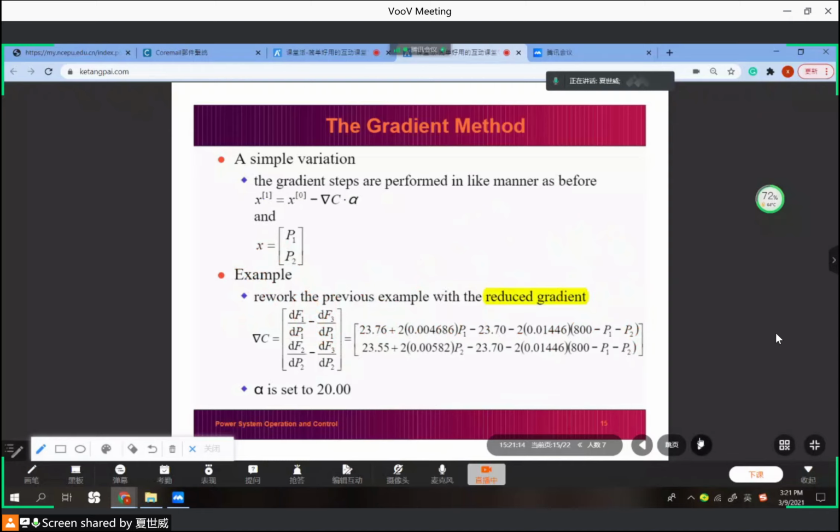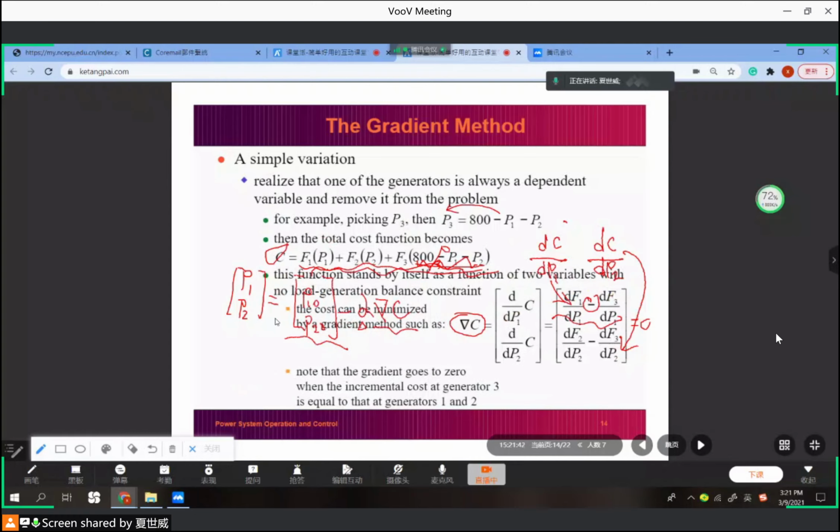So let's see how to use this gradient method after the transformation. That means after we express generator 3 by generator 1 and generator 2, how to update p1 and p2. The gradient steps are performed in a similar way, just like x1 equals x0 minus the first order derivative of C multiplied by alpha, where x is p1 and p2, just as said here.